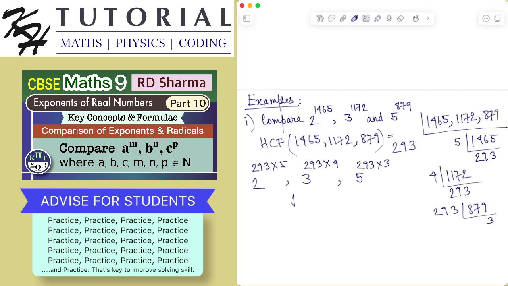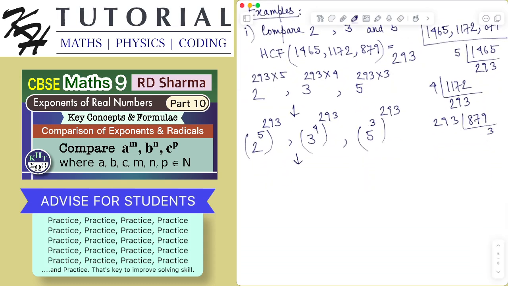So now we will re-express these numbers as 2 to the power 5 whole raised to the power 293. Remember that we will express all the given numbers in exponential form, where the power will be the HCF of the powers of the given numbers. So this becomes 3 to the power 4 whole raised to the power 293, and we have 5 raised to the power 3, this whole raised to the power 293.